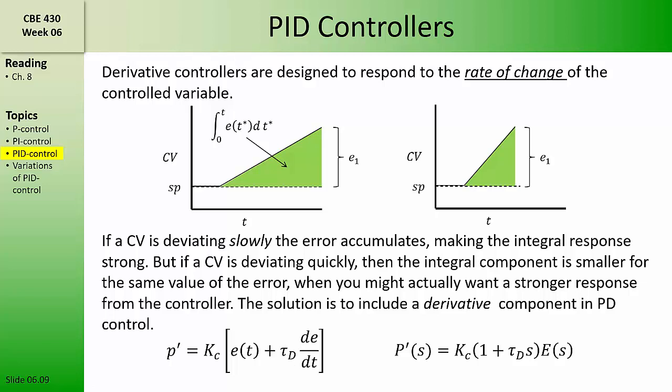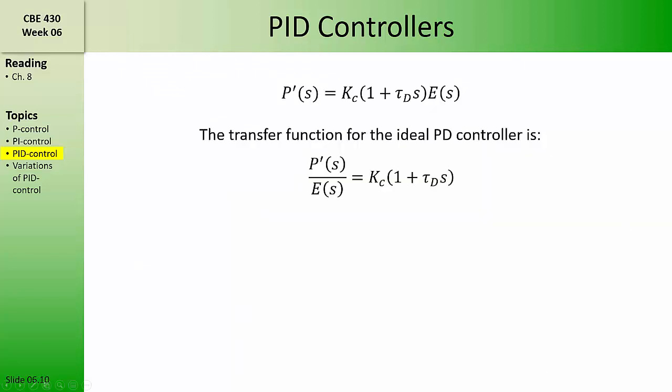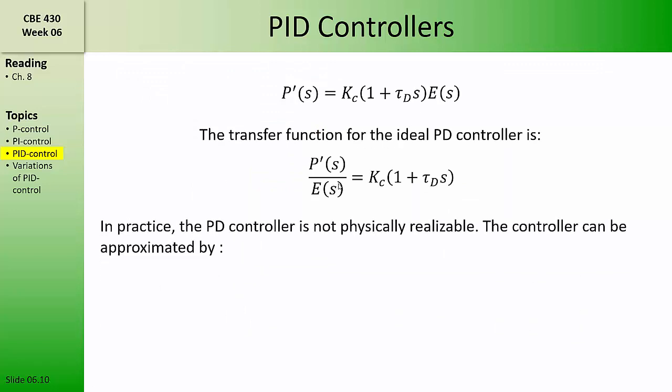We can take the Laplace transform of this equation to find the corresponding Laplace domain equation describing the PD controller. Remember that taking a derivative in the time domain corresponds to multiplying by s in the Laplace domain. The transfer function for the ideal PD controller is then found by dividing this equation by the error signal. In practice, the ideal PD controller is not actually physically realizable, but this controller can be approximated by adding a first-order denominator to the derivative term in the transfer function. This corresponds to what we call a first-order filter on the derivative element, which we'll see is actually quite useful.